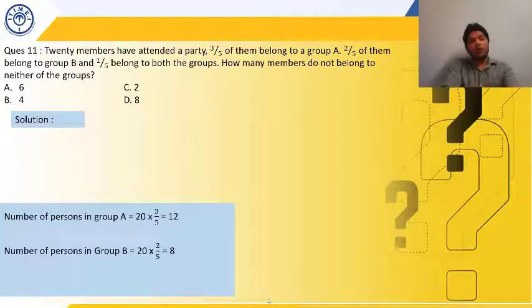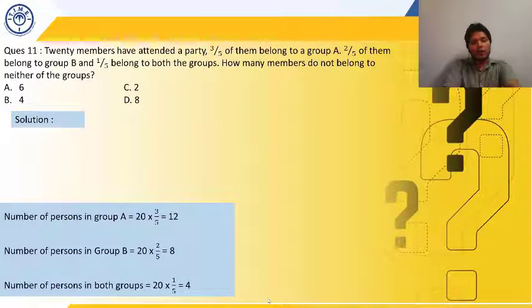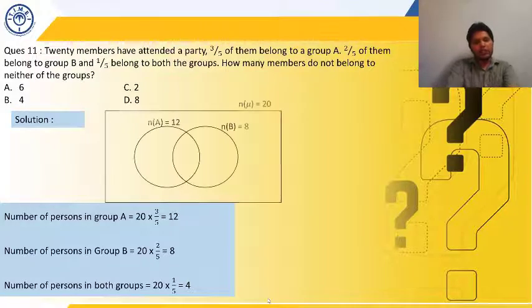And how many members belong to both groups A and B? It is 1/5 of the total. So 1/5 of 20 is going to be 4. So 4 members belong to both of the groups. We can solve this question either by using a Venn diagram or by using the formula. So let's solve this question first by using a Venn diagram.